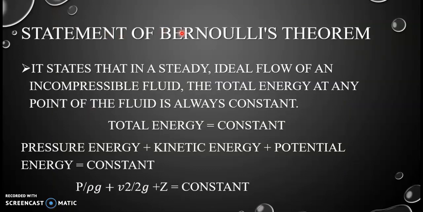Now if we state Bernoulli's theorem, it states that in a steady ideal flow of an incompressible fluid, the total energy at any point, which is the sum of pressure energy, kinetic energy and potential energy, is always constant. I repeat, in a steady ideal flow of an incompressible fluid, the total energy, that is the sum of pressure energy, kinetic energy and potential energy, is always constant at any point of the fluid flow. So this is the very equation that we have derived, and this is Bernoulli's equation.